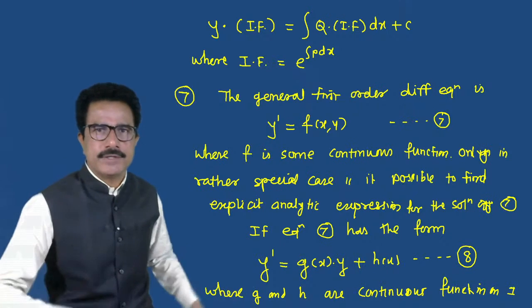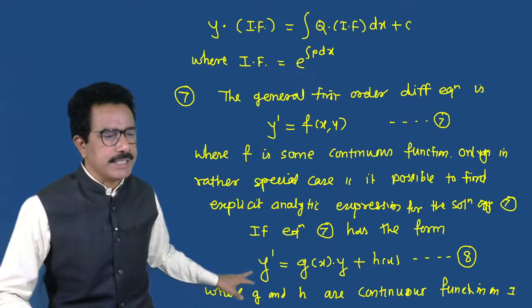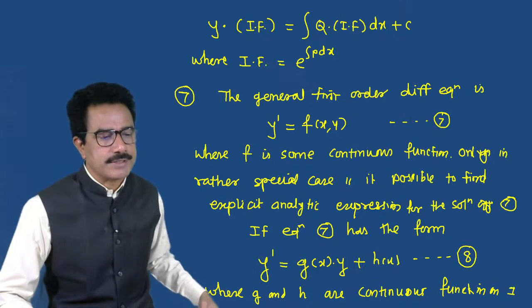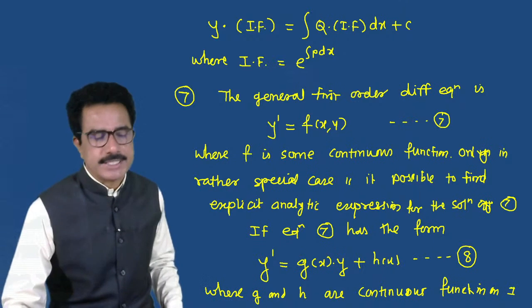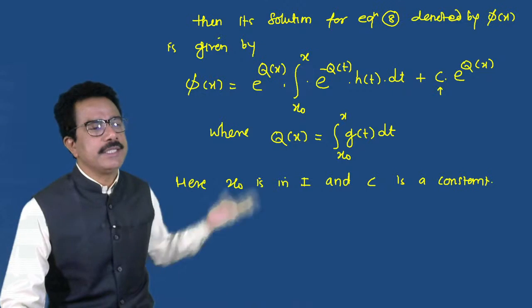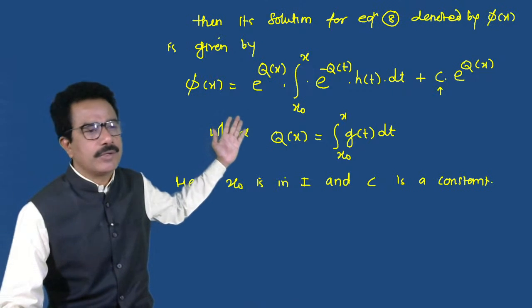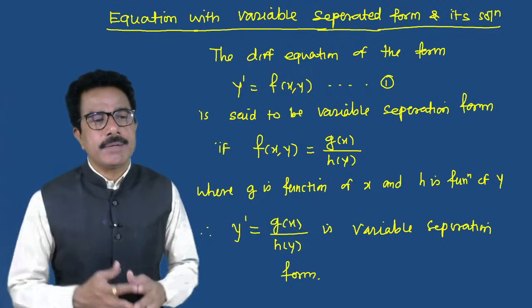This first order differential equation can be written in the form of analytic coefficient, that is y dash is equal to g of x y plus h of x, where g and h are continuous functions on I, which are also analytic. Then its solution can be written as this.